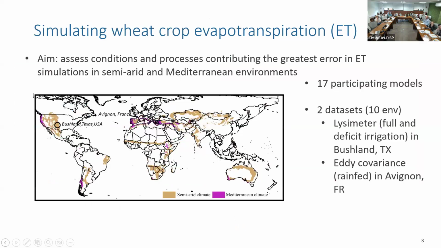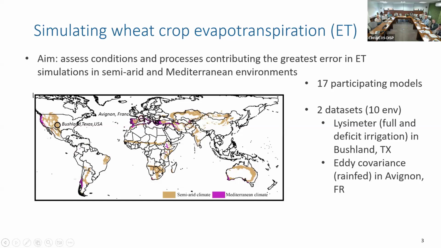So just as background of what we're doing, and to fit in this session, I put in a map. We initiated a study where we wanted to first benchmark how well our models could simulate evapotranspiration. Then we wanted to assess what conditions and environments explain model skill, and whether particular processes are driving the error or uncertainty in our simulations. We had data from 2 sites, one in Bushland, Texas, which is a semi-arid site, and one in Avignon, France, which is Mediterranean. I put this map here to show those.